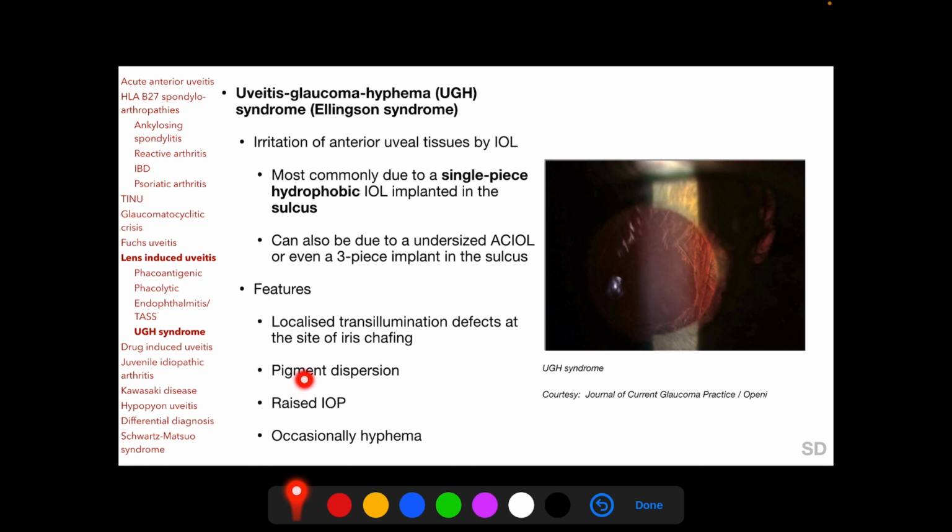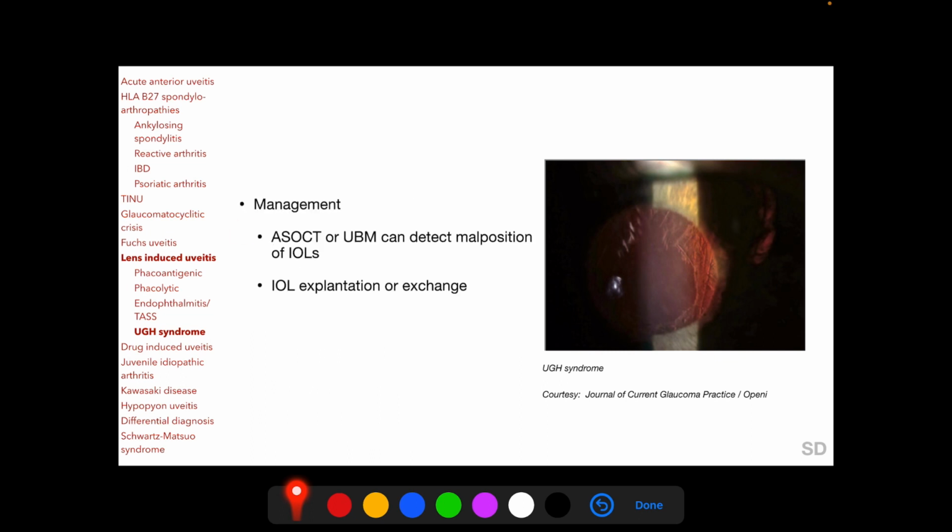Pigment dispersion may be there due to rubbing of the iris. Intraocular pressure is raised because of the inflammation and pigments blocking the trabecular meshwork, and occasionally there may be hyphema. An anterior segment OCT or an ultrasound biomicroscopy can detect malposition of the intraocular lens causing a UGH syndrome, and the treatment of UGH syndrome is IOL explantation or exchange.